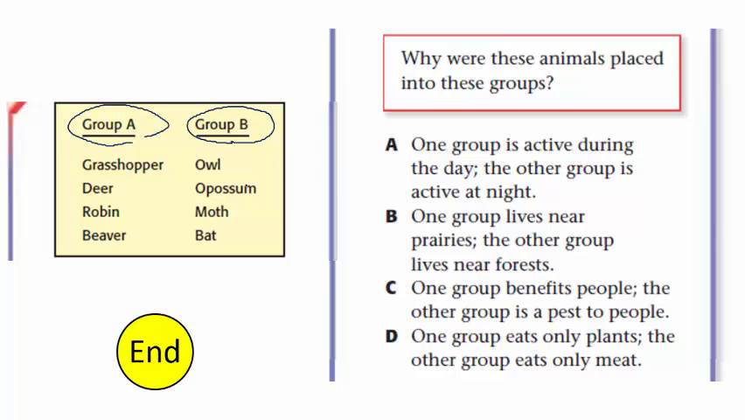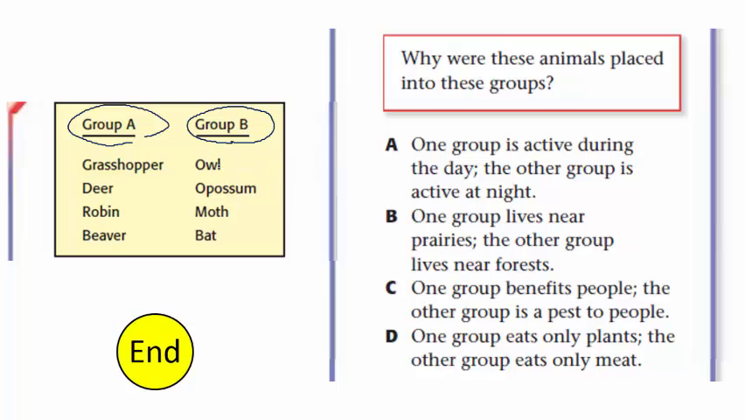You may not know the answer to this question based off of what you know about these animals, but I will say this. Let's read through the other choices and just make sure, and then I'll tell you what the right answer is. One group lives near prairies, the other lives near forests. Perhaps one group benefits people, the other group is a pest to people. One group eats only plants, the other eats only meat. So what we're looking for is which one of these statements best describes.